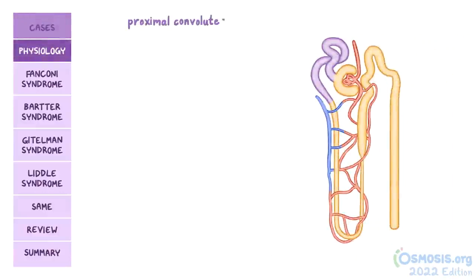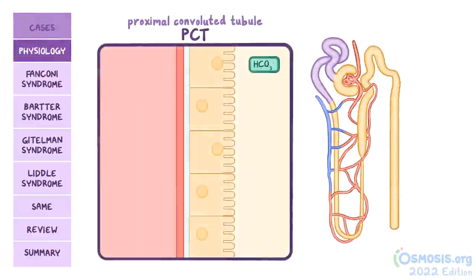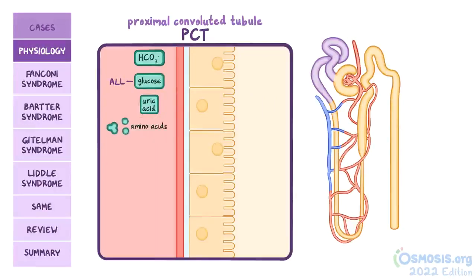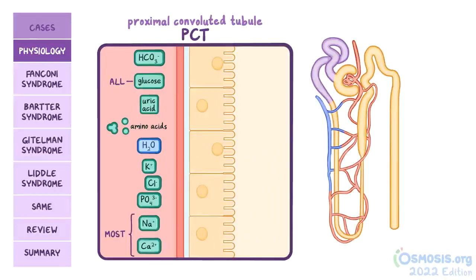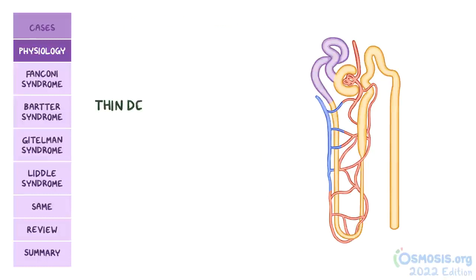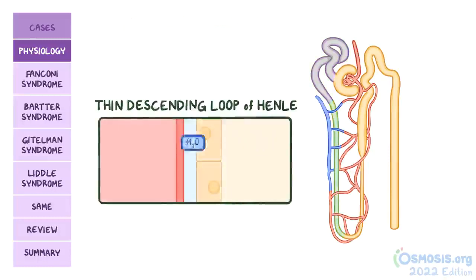The proximal convoluted tubule, or PCT, reabsorbs bicarbonate, all glucose, uric acid, and amino acids. Apart from this, it also reabsorbs water, potassium, chloride, phosphate, and most of the sodium, as well as most of the calcium. The PCT also secretes hydrogen and phosphate into the urine. The thin descending loop of Henle reabsorbs water, and that's pretty much it.